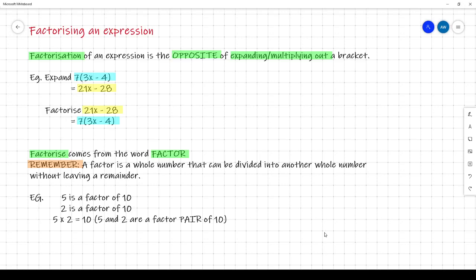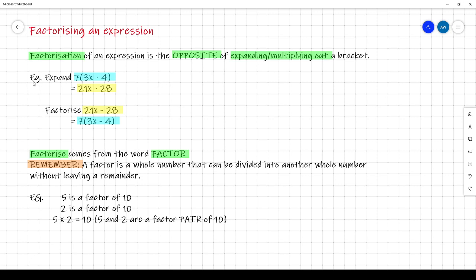Okay, this is a short video just talking about factorising an expression. I'm just going to read through these notes on the screen and then add a few extras as I'm explaining. So factorisation, which is another way of saying factorising an expression, is the opposite of expanding or multiplying out a bracket.